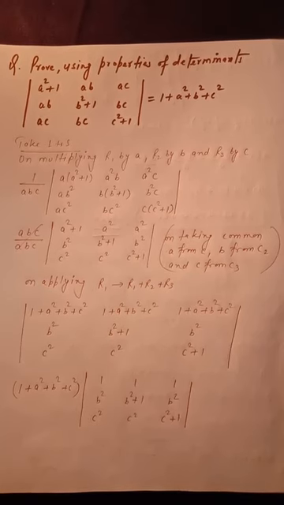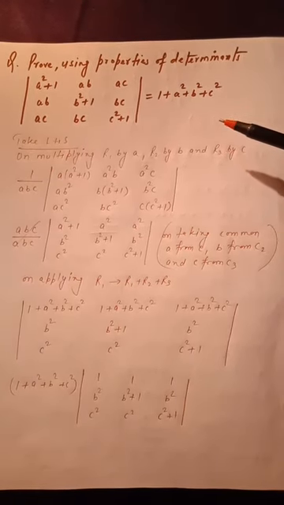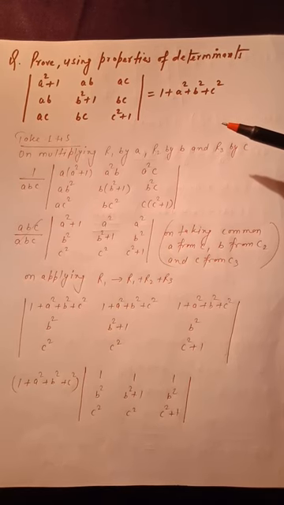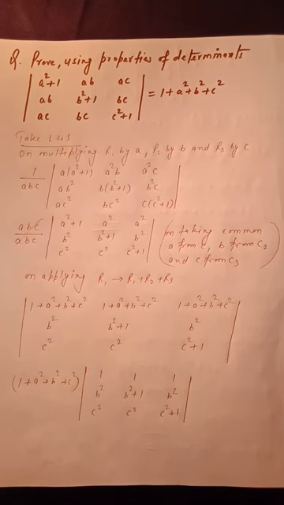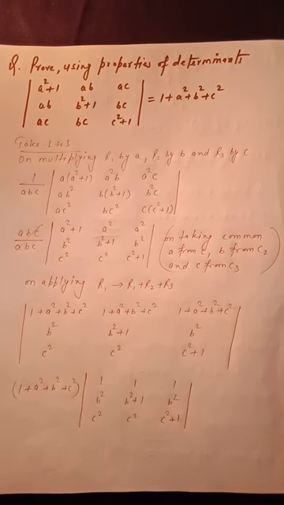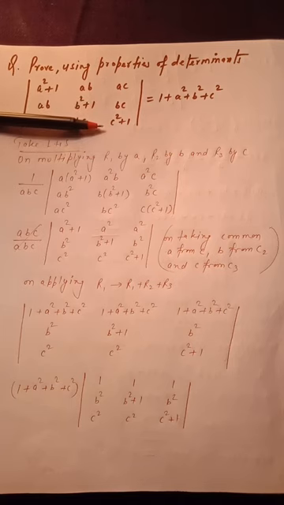Yeah, take this last problem. In this determinant we have to prove 1 plus a square plus b square plus c square. Here you have to be careful because we can't apply row transformation or column transformation directly, but we have to do one thing. We have to multiply by some numbers. So we are multiplying row 1 by a. This row is multiplied by a, this will be multiplied by b, and this will be multiplied by c.